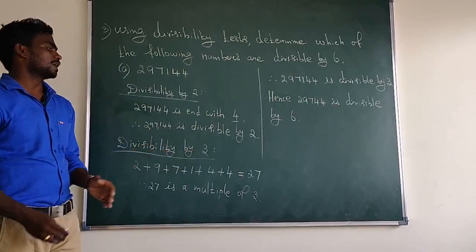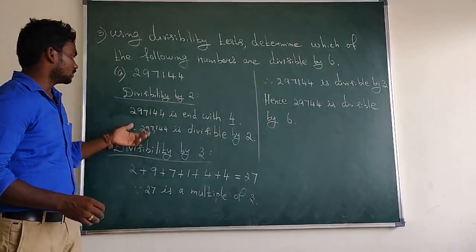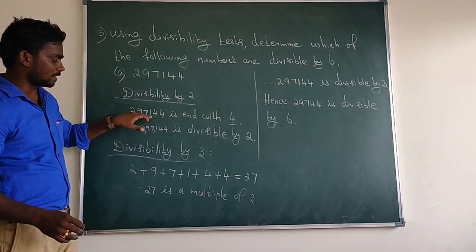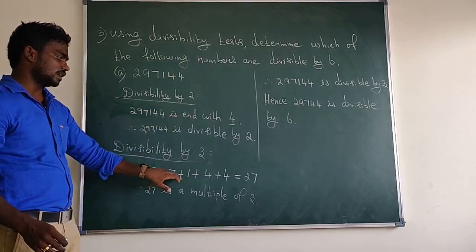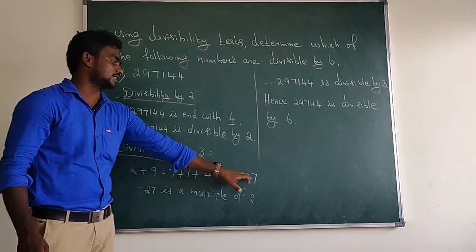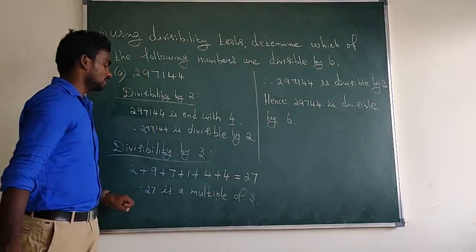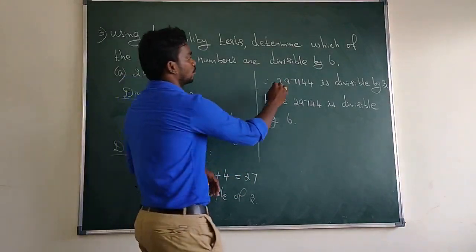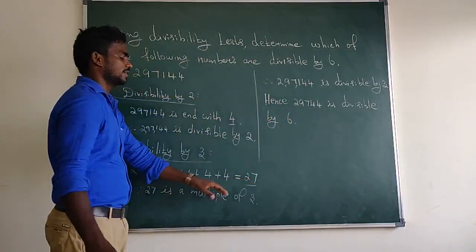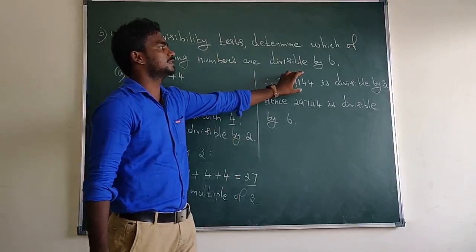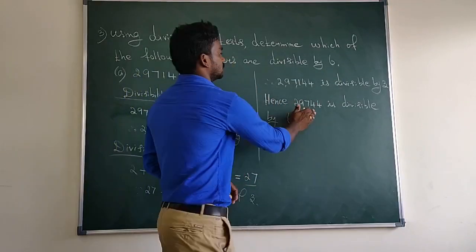Next, divisibility by 3. What is the condition for divisibility by 3? The sum of the digits is a multiple of 3. The sum of the digits is 2 plus 9 plus 7 plus 1 plus 4 plus 4, which is 2, 9, 11, 18, 19, 23, 27. Since 27 is a multiple of 3, the number 2,97,144 is divisible by 3.